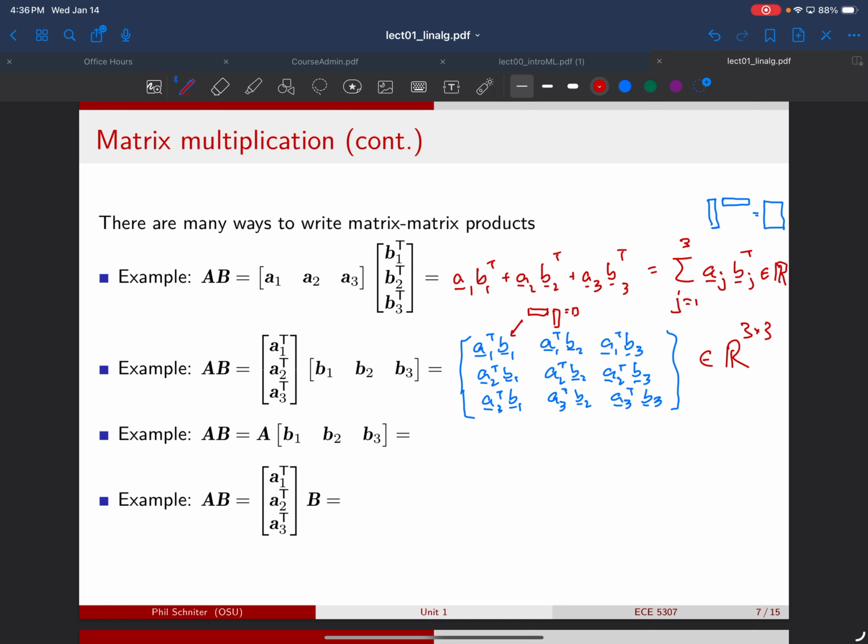Is everybody good with that example? Okay. Now another situation that might arise is we just like to think of A as a matrix. We don't like to break it apart. But B, we might like to break apart into its column vectors, B1, B2, B3. So if I want to do this multiplication, then I'm going to get a matrix whose first column is AB1, second column is AB2, third column is AB3.